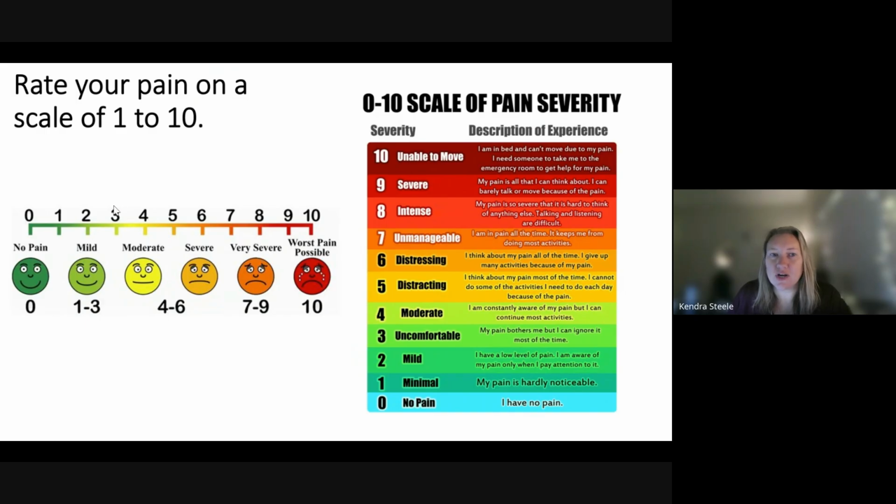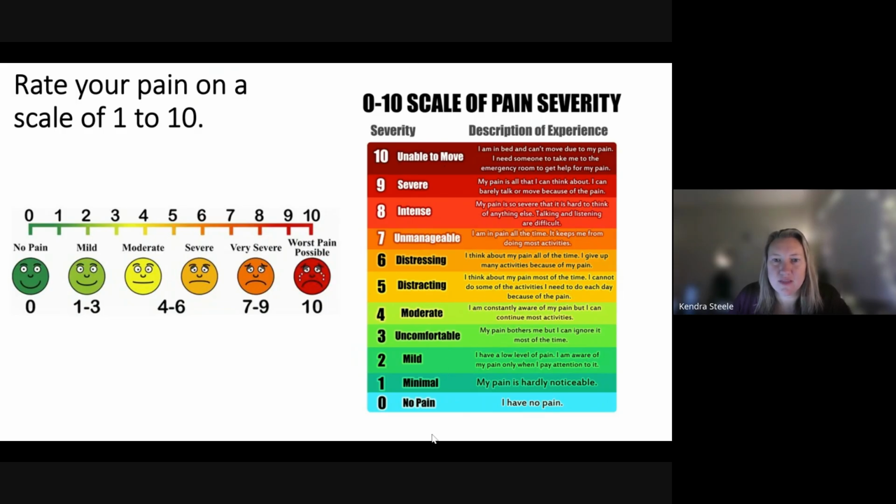When you give your number, it tells your provider how much pain you're in and helps them decide if you need medicine, if you need physical therapy, if you need to stretch, and helps them plan your care. Okay? Here on the right side is another way to think of this scale. It's the same scale. 0 is no pain, but it goes up to 10 and gives some better description and some words to help you describe your pain.